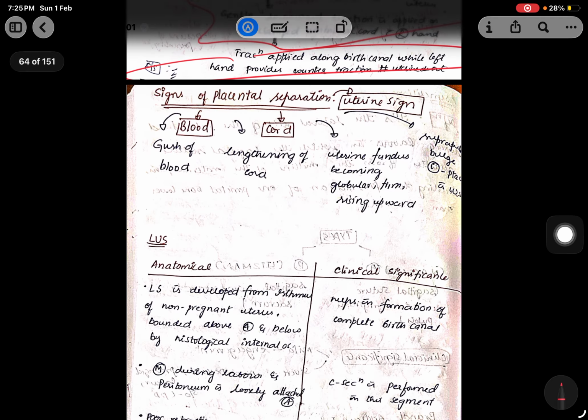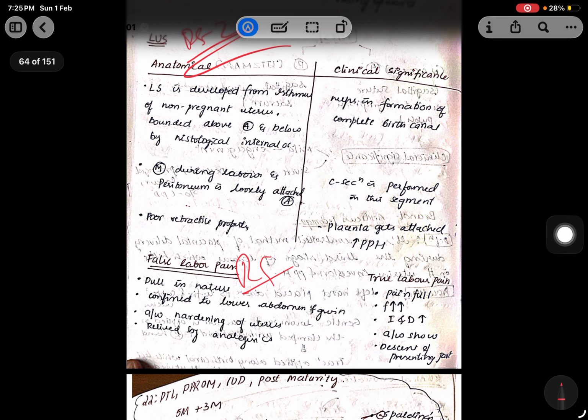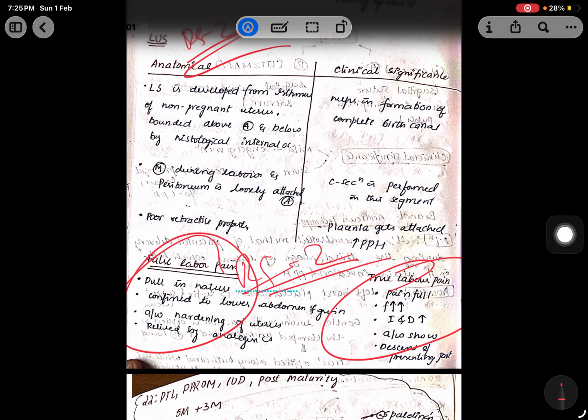So what are the signs of placenta separation? Make sure you divide it and write. That is, you might have a gush of blood, or you might have lengthening of cord, and also you might have uterine signs, like all these conditions. Then about lower uterine segment, it's an old question, man. I don't think in this era and this stage they will ask this, but I've just mentioned it, so just know about it. The difference they might ask.